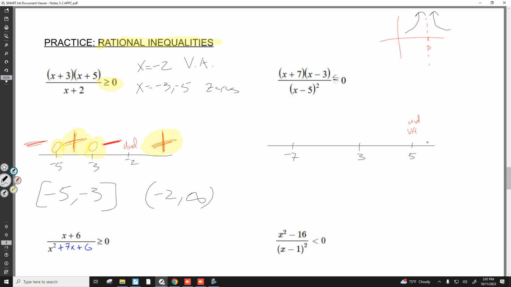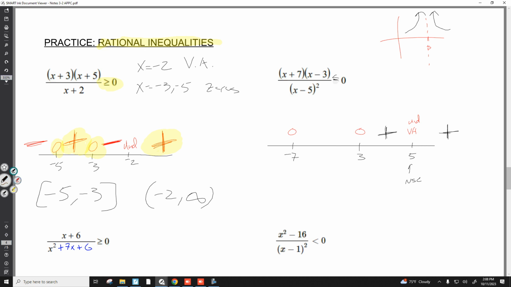If I plugged in 6, I got all positives everywhere. If I plugged in 4, this 4 minus 5 squared would remain that factor to be positive. That square, that multiplicity, means x equals 5 is a no sign change. So we can use our multiplicity knowledge to fill out sign charts just like we did with polynomials. But what we pay attention to is that negative 7 and 3 are zeros of our rational function. So we list them off as zeros.